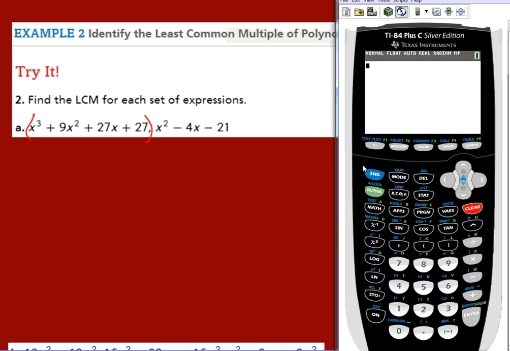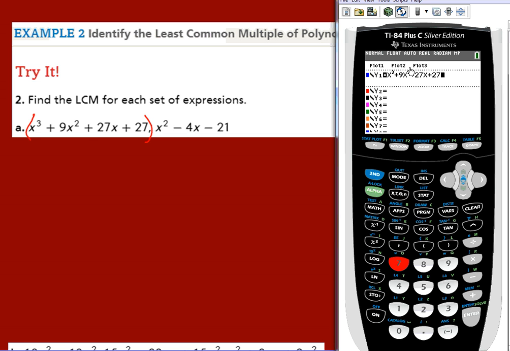Oh, sorry, I did that wrong. You need to type that into y equals. I'm having a little slow morning. Type that into y equals x cubed plus 9x squared plus 27x plus 27. Now, we could have done this a bunch of different ways.